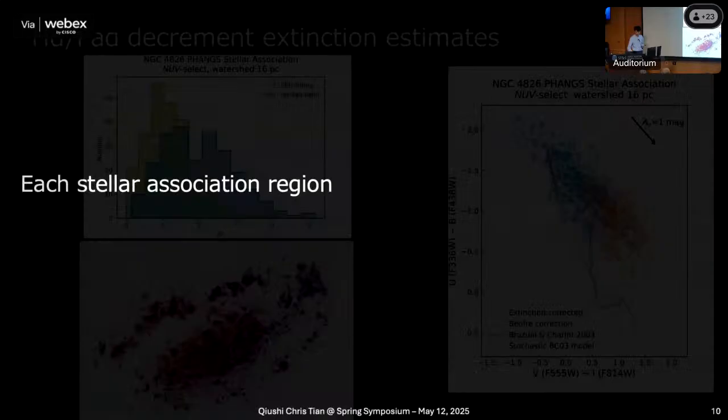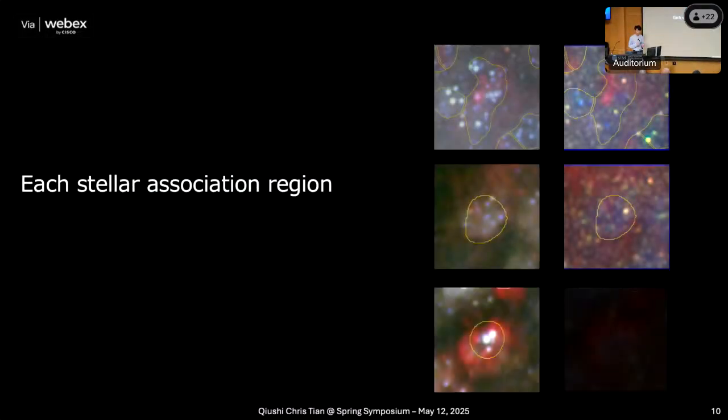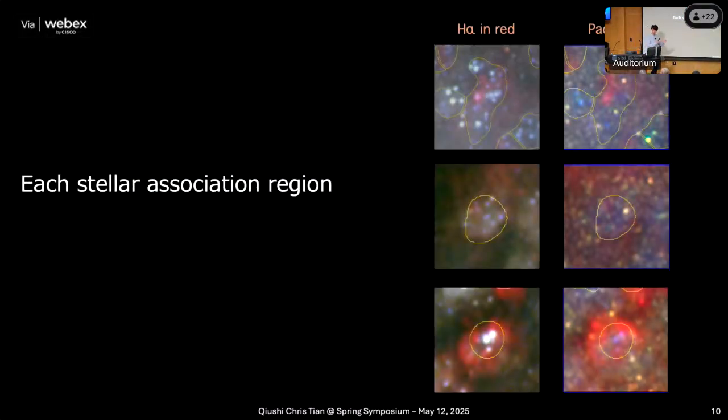But we really want to look at things in more detail. We also want to have a view of each individual association. So here you can see in H alpha and Paschen alpha, they're both in the red band. There are many things that you can notice. For example, there's visibly more dust obscuration in the H alpha color image. But one more interesting thing is that the morphology of the H2 emission is very different.